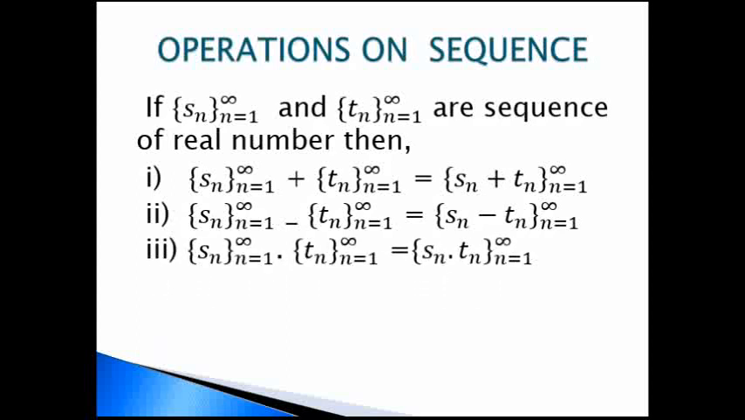Sequence Sn into sequence Tn is equal to sequence of Sn into Tn, n equal to 1 to infinity. C into sequence Sn, n equal to 1 to infinity, is equal to sequence Csn, n equal to 1 to infinity.